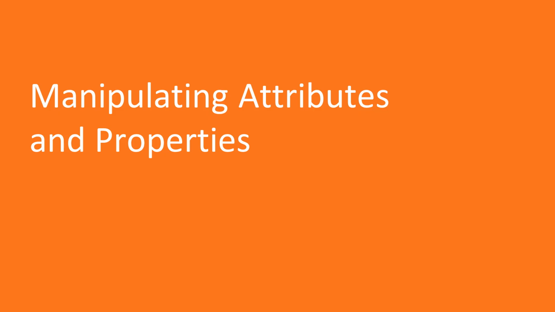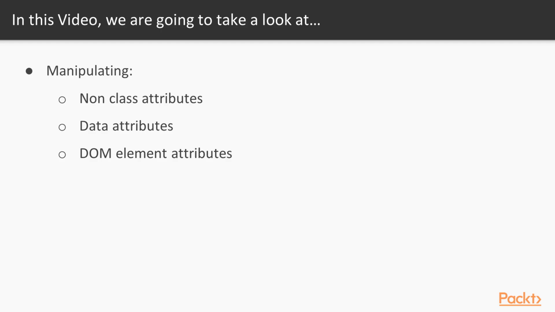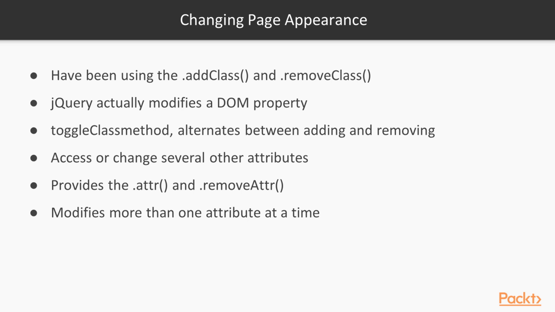Now we move on to the first video of this section, manipulating attributes and properties. In this video, we're going to manipulate non-class attributes, data attributes, and DOM element attributes. Throughout the 4 sections of this course, we've been using the .addClass method and .removeClass method to demonstrate how we can change the appearance of elements on a page. Add these to the .toggleClass method, which alternates between adding and removing class names, and we have an efficient and robust way of handling classes.